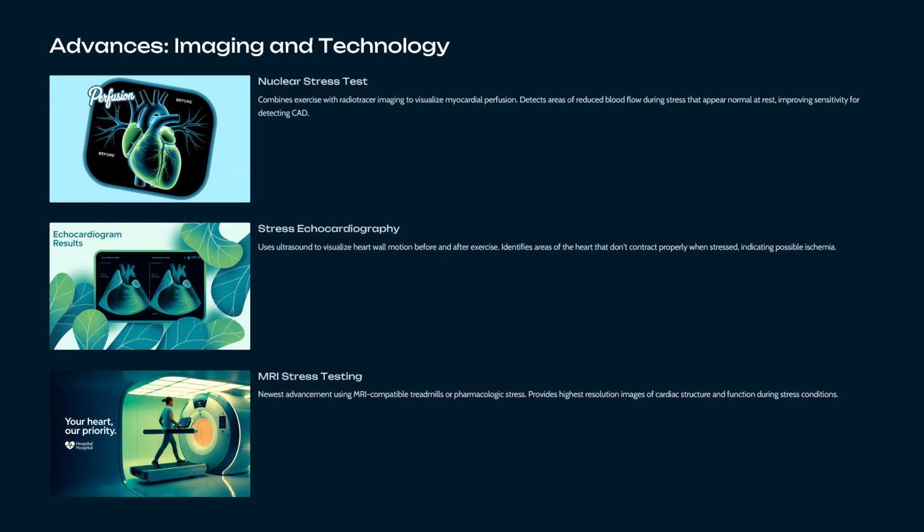So these three should be kept in mind. This nuclear stress test is for myocardial perfusion. This stress echocardiography is to visualize the heart wall motion before and after exercise. MRI stress testing is for the pharmacological stress.